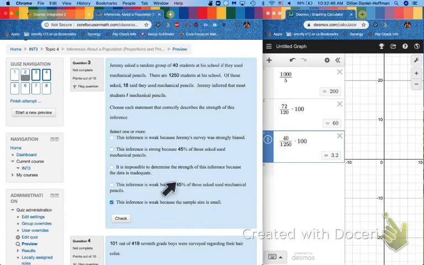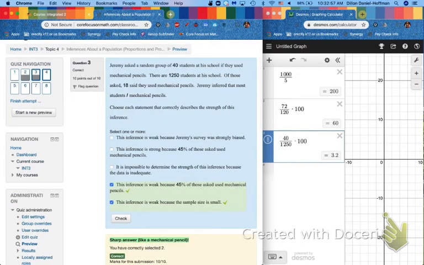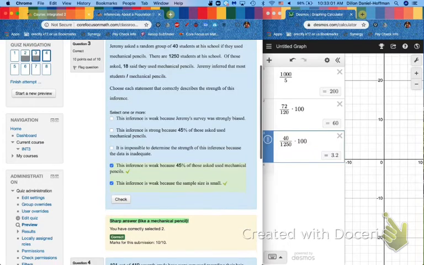Now, you could never have an inference be strong and weak simultaneously in these problems. And so it's just going to be weak for two different reasons. The percent and the sample size. Now, these might be in different orders for you, so make sure that you match it up correctly. But those are going to be your two kind of answers.